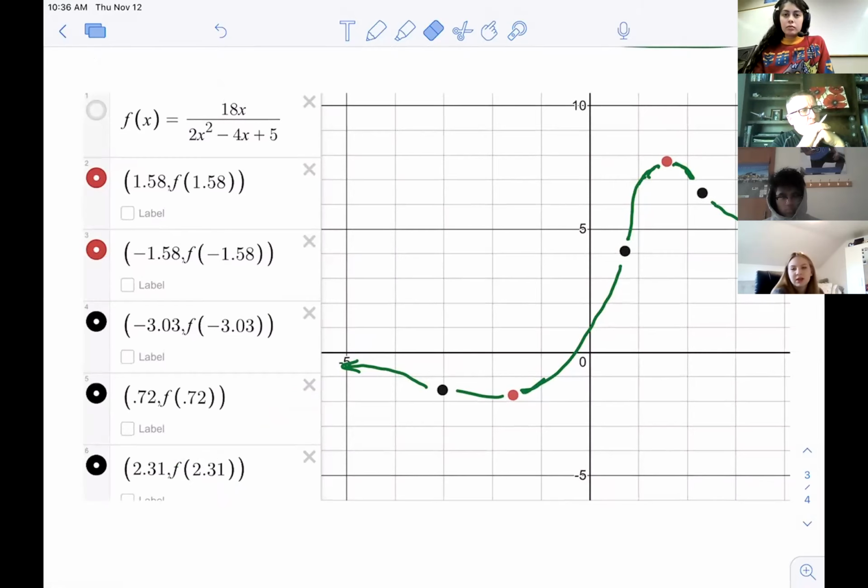What does this model? Because in the beginning you said it modeled something. What does this model? Good question. I'll show you that in just a second.